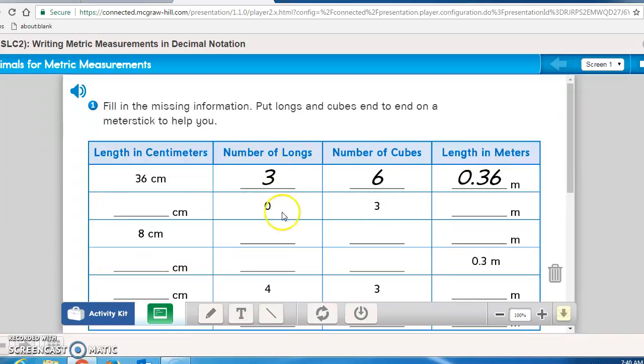If it gives you the number of longs and cubes, go ahead and lay them on the meter stick to help you fill in this information. The first one is done for you, so look at that one as an example if you need to complete this page. This is an assessment check-in, so when you are finished with this page, I need you to bring it back to me so that I can check it, and then I will make sure that you understand what you are doing. Pause the recording now and do Math Journal page 95, please. Thanks.